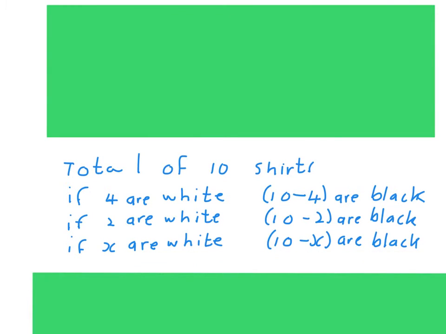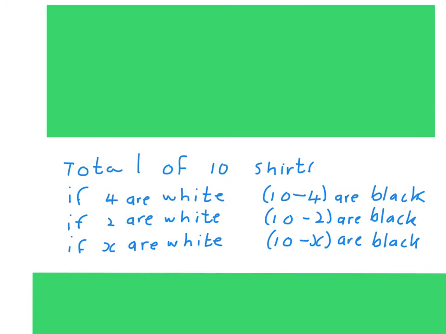Please stop the video again and work your brain around this. I'm going to go through it quickly again. There's a total of 10 shirts. If 4 are white, then 10 minus 4 are black. Don't go for 6. If 2 are white, 10 minus 2 are black. And if X are white, 10 minus X are black. So the only way to get your brain into the X of these sums is to understand what I'm doing here first. So stop the video and just read through this once or twice, please, and understand it.